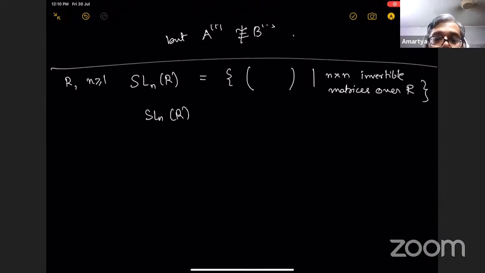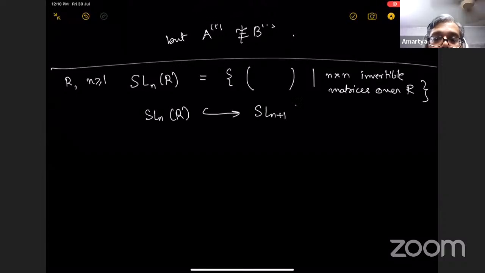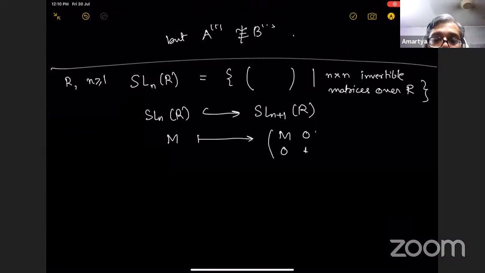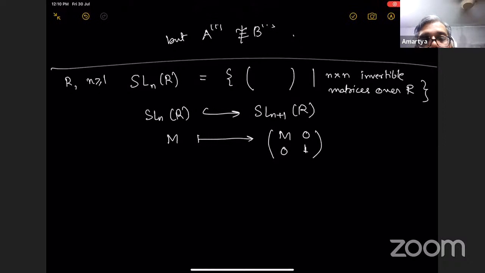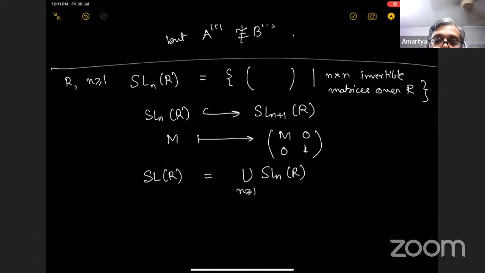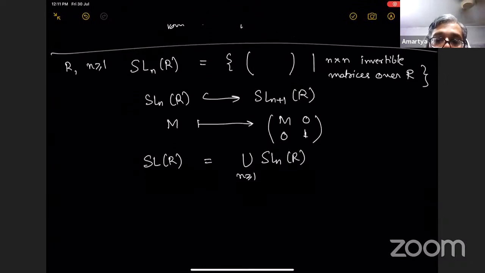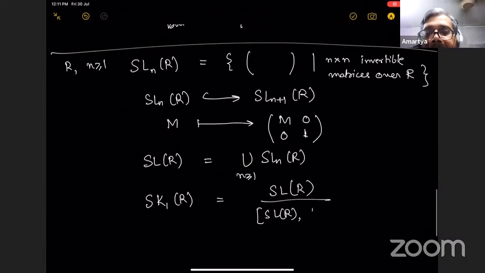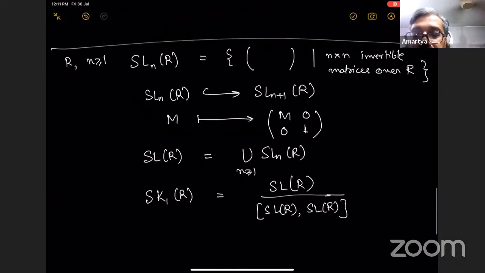You have a natural map from SL_n(R), an inclusion, so you can think that it is contained inside SL_{n+1}(R). We take a matrix M and send it to M, 0, 0, and in the last entry we just add 1. This is a natural way to think of SL_n(R) as contained in SL_{n+1}(R). These are highly non-commutative groups, and then we define SL(R), the union of the SL_n(R), the direct limit of the n cross n invertible matrices. SK1 of R is the abelianization of this, that is, you quotient it by the commutator. So this is an abelian group.